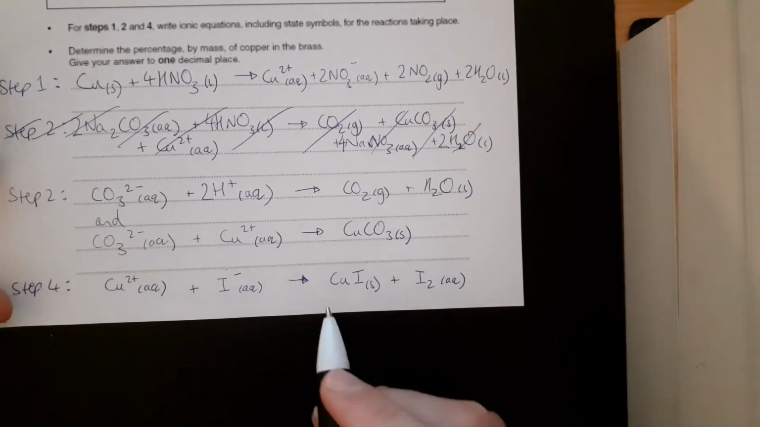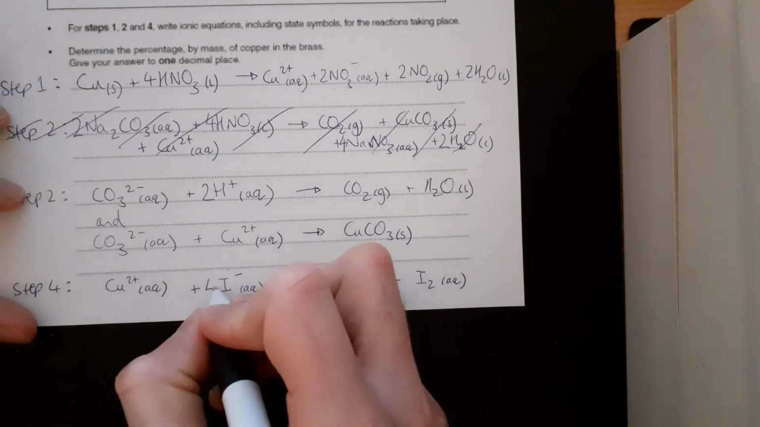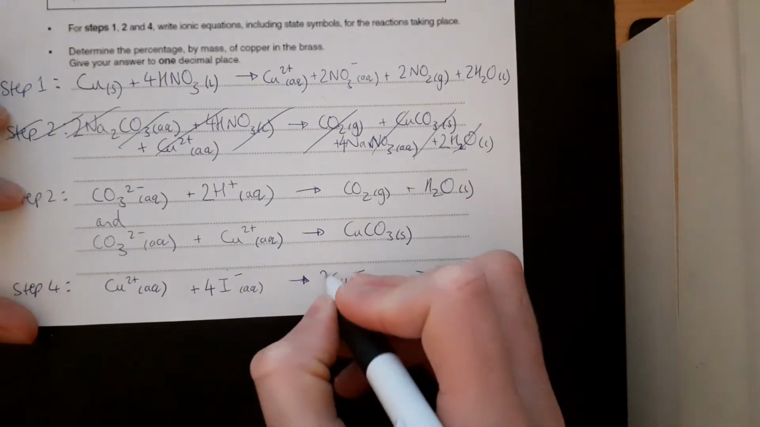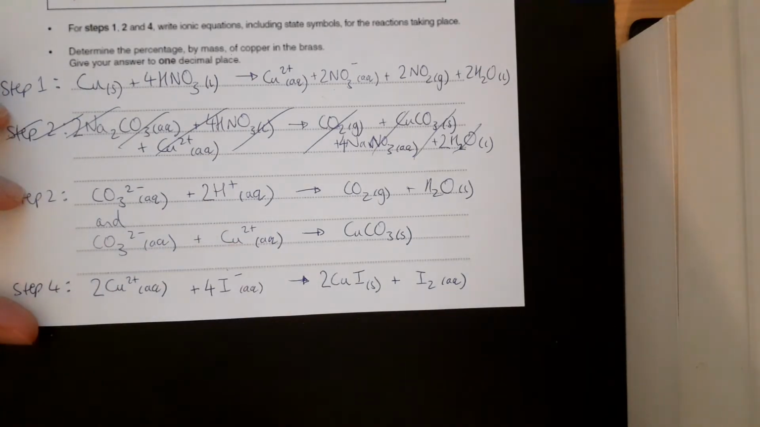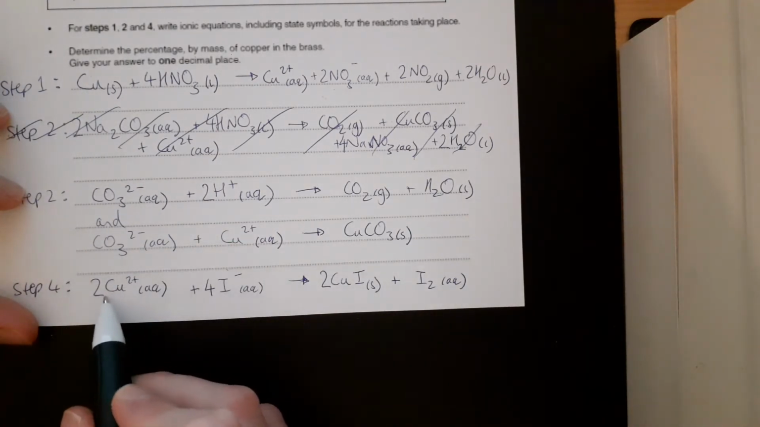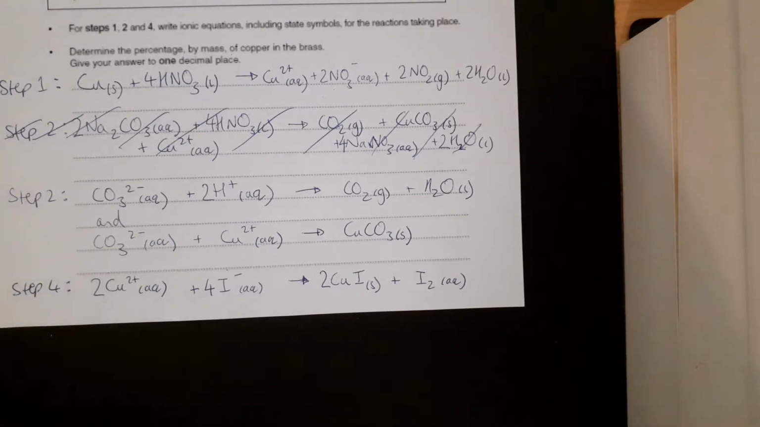So then we just need to balance this. Well, we've got 3, so that's going to have to be 4 I minuses, make that a 2. That gives me 4 iodines and 4 iodines, and put 2 there. And that balances the charge, doesn't it? Yeah, 4 plus and 4 minus. Okay. Right, that already seems like quite a lot of work.